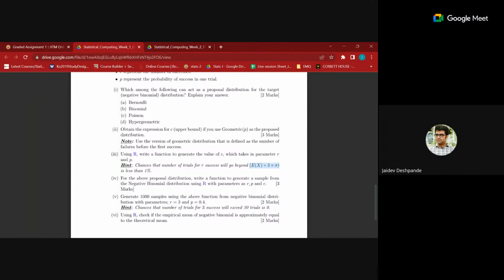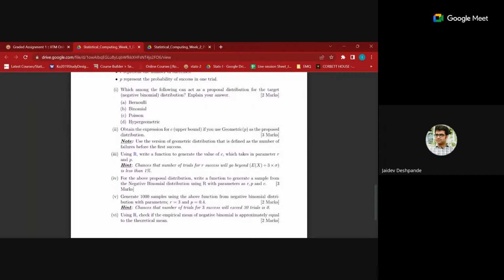Yeah. So even when you are writing the function, compute the expected value of X, and for C as an upper bound, on the safer side, you can take 4 times sigma. The chance that your number of trials will exceed the expected value of X plus 4 sigma is 0%. It's very, very close to zero, but it's not really zero. Right? The point is taken.